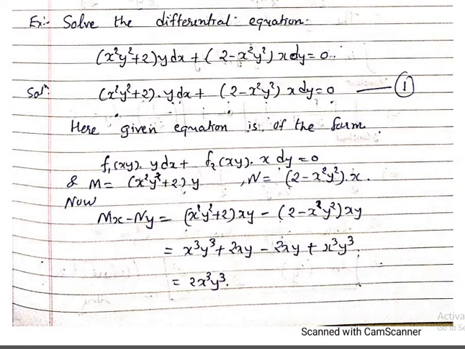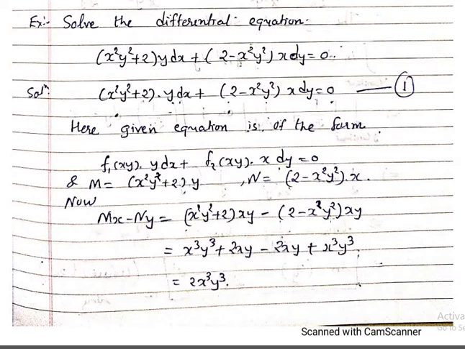That means a function of xy into y dx plus another function of xy into x dy. Correct? So here M is (x square y square plus 2) into y, and N is (2 minus x square y square) into x. Now for this case you have to multiply M with x, N with y, and find the subtraction. So Mx minus Ny is equal to (x square y square plus 2) into xy minus (2 minus x square y square) into xy.